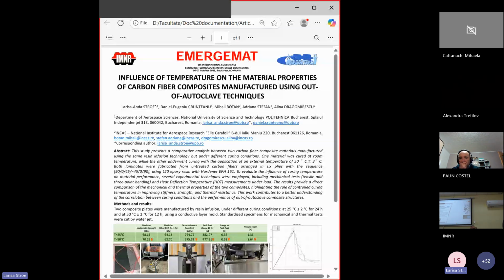In summary, curing at ambient temperature leads to higher stiffness, but it compromised tensile strength and thermal resistance. Accelerated curing at 50 degrees improves overall performance, particularly in terms of flexural strength and heat resistance. This highlights the importance of controlling curing temperature in out-of-autoclave processes to optimize composite properties, especially for aerospace applications.